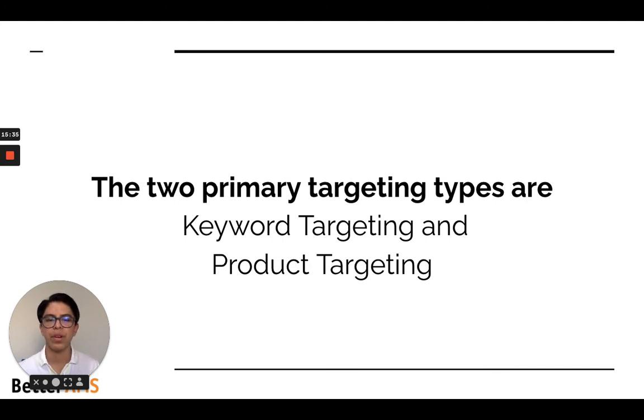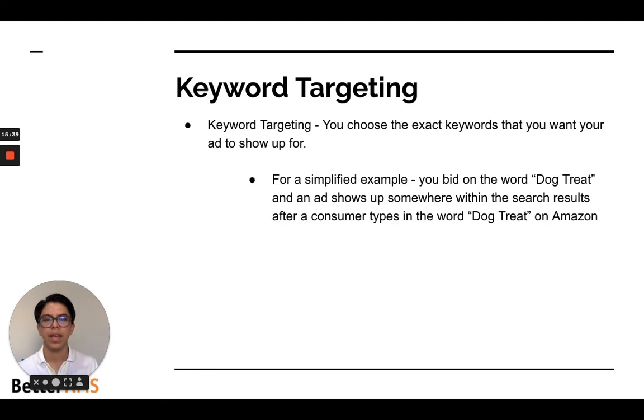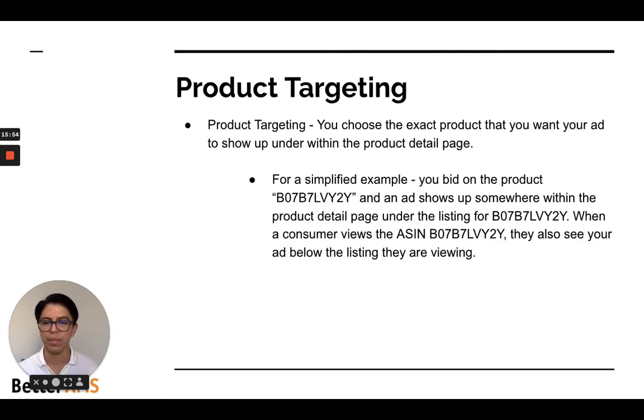The two primary targeting types are keyword targeting and product targeting. Keyword targeting. You choose the exact keywords that you want your ad to show up for. For a simplified example, you put in the word dog treat and an ad shows up somewhere within the searches after a consumer types in the word dog treat on Amazon.